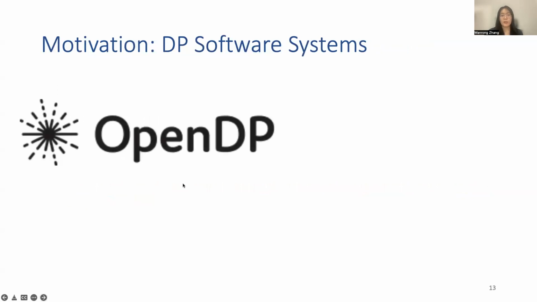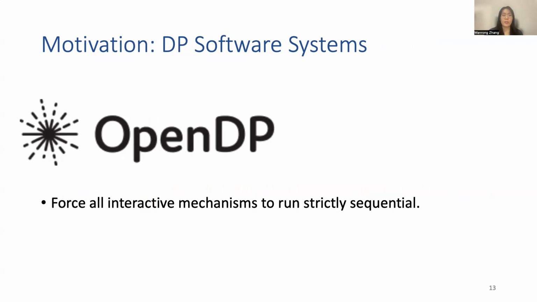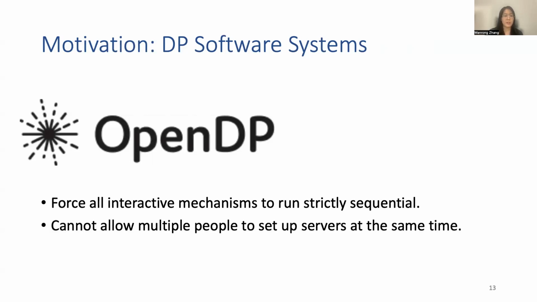I also want to talk about another motivation, which is DP software systems. I'm going to use our Harvard OpenDP as an example. Even though we have already deployed interactive mechanisms, we had to force all interactive mechanisms to run strictly sequentially because we only have theorems to back that case. So we had to build an internal tracking system to track the completion of each interactive mechanism, which means we cannot allow multiple people to set up servers at the same time. This is so unnatural, and we wish to avoid that. Ideally, we wish to have a natural interface that allows us to set up servers at any time and in arbitrary order.